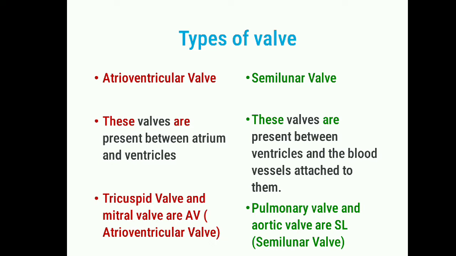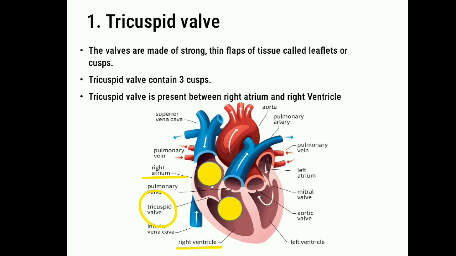Semilunar valves, on the other hand, are the valves present between the ventricles and the blood vessels attached to them. Pulmonary valve and aortic valve come under this category. Let us learn about tricuspid valve now.